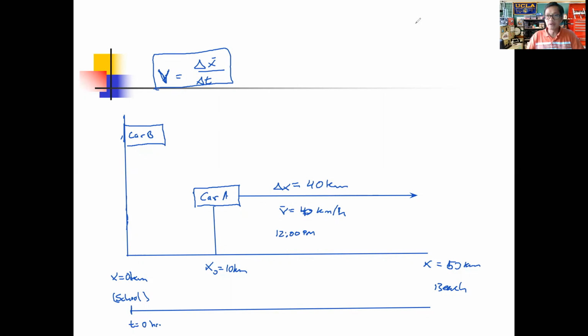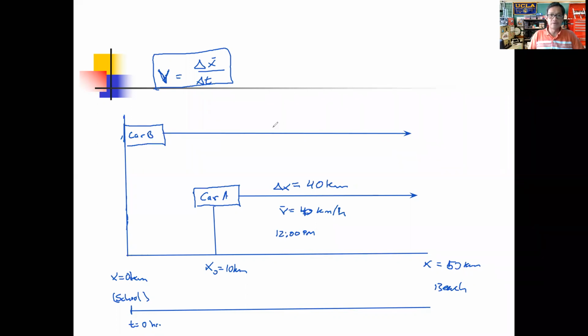I'm running a little low on time here, so I'm going to set up the problem for you, and then I'll ask you to finish it up. Car B starts out at the school and moves all the way to the beach here. With that said, let's write down what we were given.